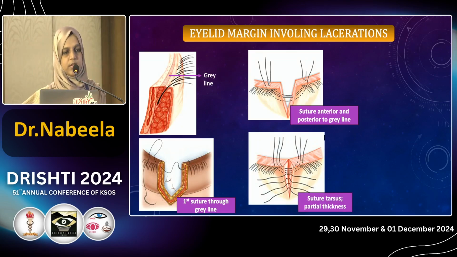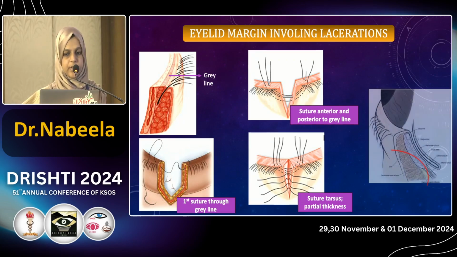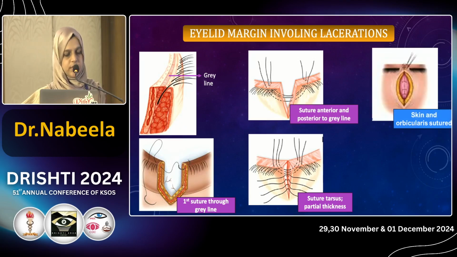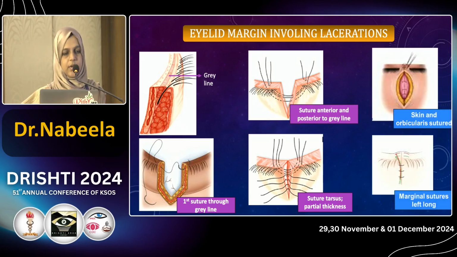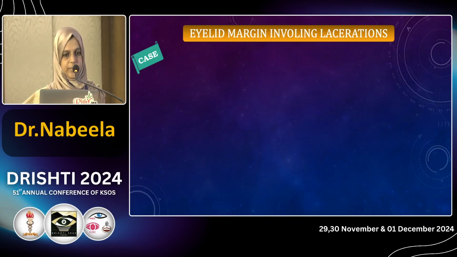Then you suture the tarsus, which should be a partial thickness suture. This suture must at least pass 2/3 thickness, but not full thickness, otherwise it will rub the cornea. Then you have to suture the skin and orbicularis, and the marginal sutures are left long, and these are tucked under the skin sutures. One thing you have to notice, after suturing, the sutured wound must result in a lid pout. Only then the plane of scar will come in line with the eyelid margin. So a good apposition with slight margin eversion should be the goal.